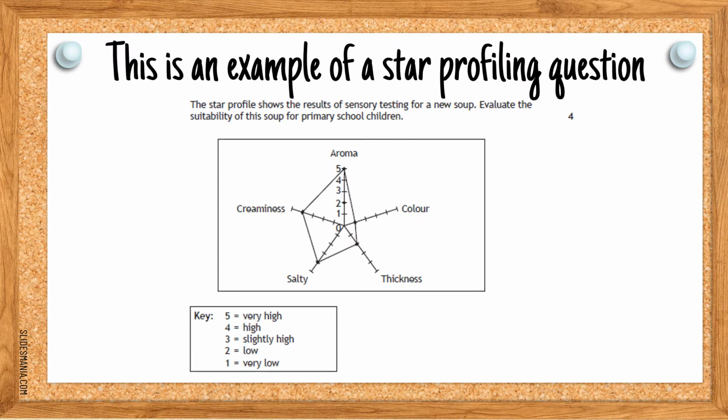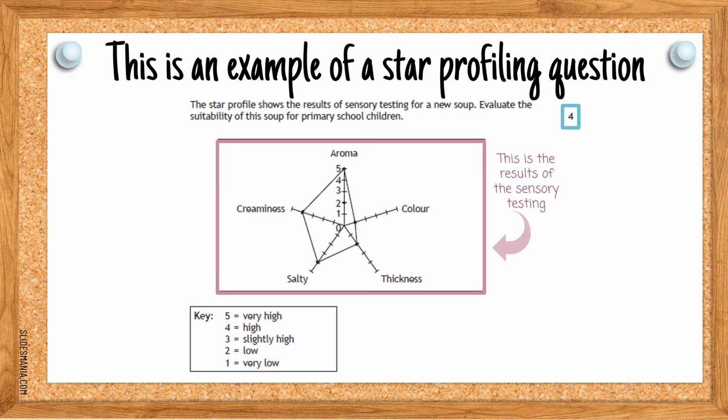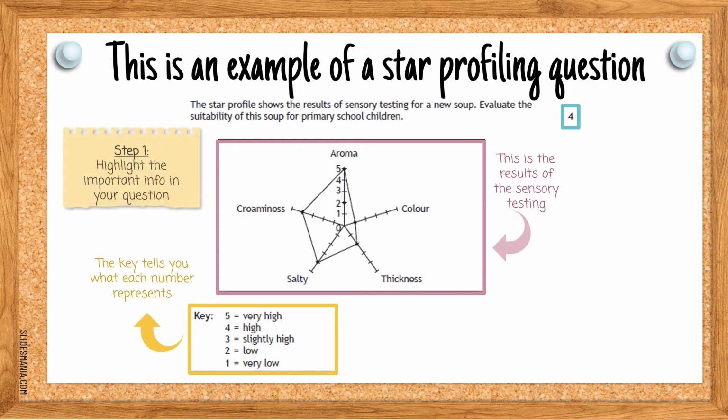Here is an example of your STAR profiling question. So it will always be out of 4 marks. You'll be given the results of the sensory testing in the STAR profile, and you'll be given different sensory characteristics such as aroma, colour, thickness, saltiness and creaminess. And you'll also be given a key, and the key tells you what each number represents on the STAR profile. So for example, the aroma scored 5, which means it scored very high in aroma.